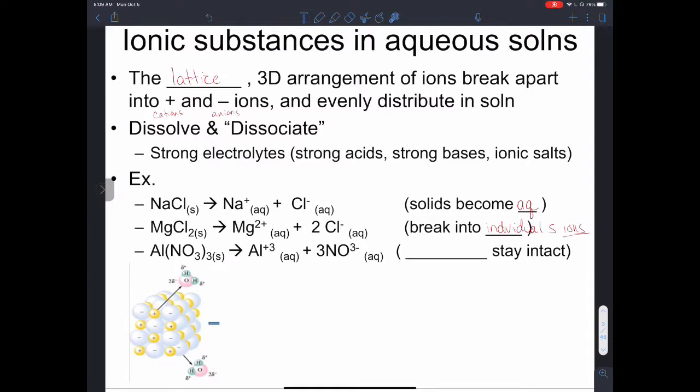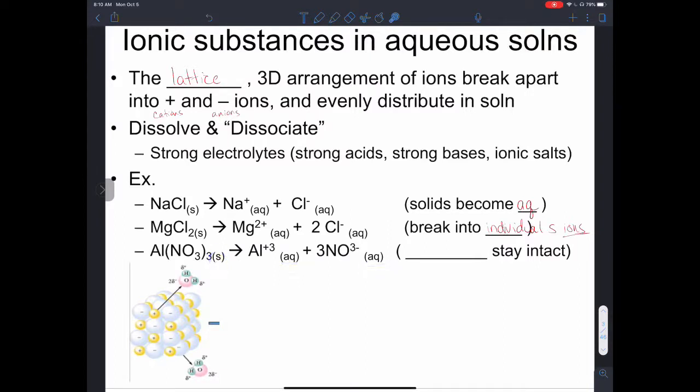How many ions is this third example made of? One aluminum 3+ ion and 3 of these nitrate ions. So that's a total of 4 ions. So on the right side of the equation, I am expecting 1 aluminum and 3 nitrate ions because we just learned that it will break into the individual ions. What else do we see? This substance goes from a solid to being aqueous.